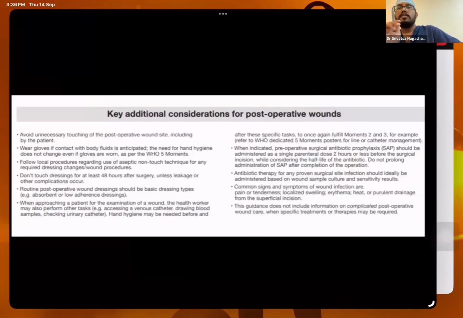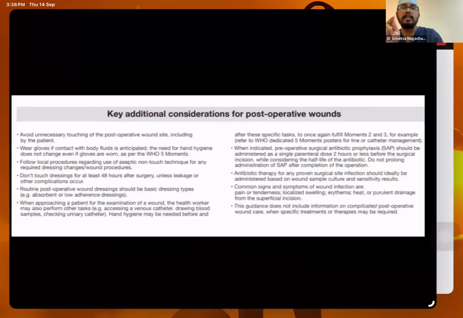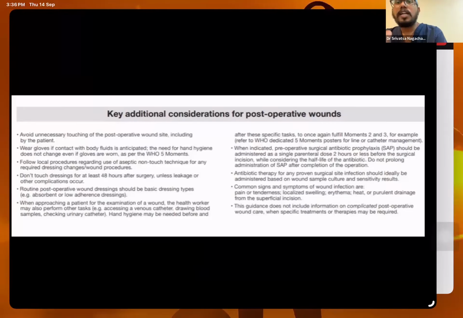So the key consideration for post-operative wounds is to avoid unnecessary touching of the post-operative wound site, including by the patient. Educate the patient and family members: don't touch it unless it is necessary. And wear gloves if contact with body fluids is anticipated. The need for hand hygiene does not change even if gloves are worn, as per the WHO's 5 moments. And follow the local procedures.